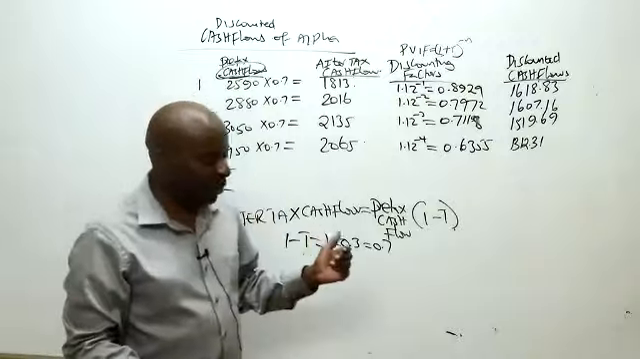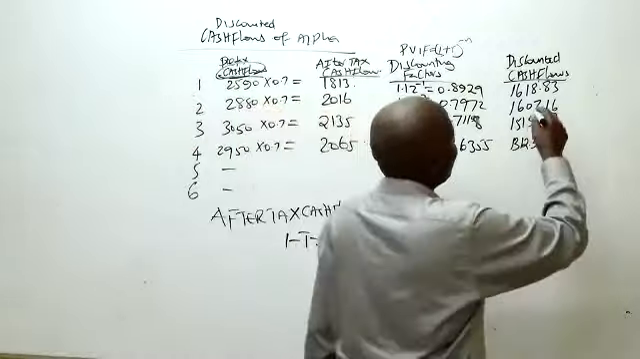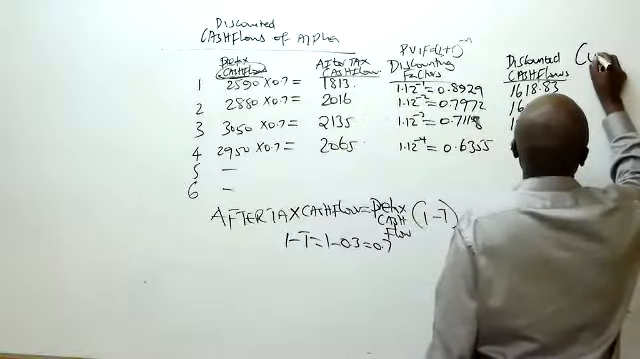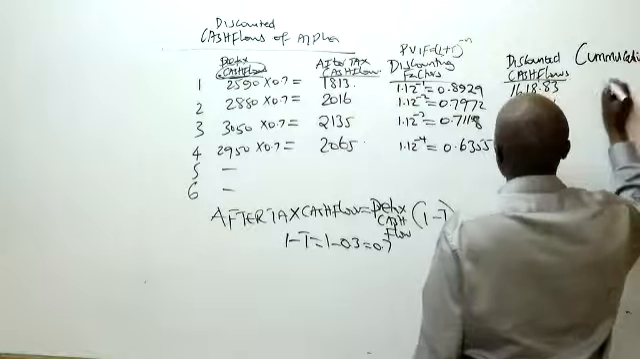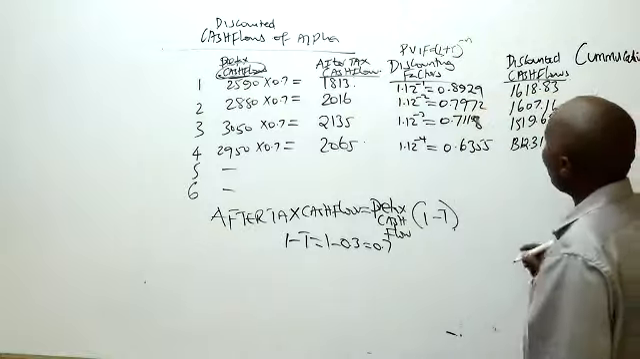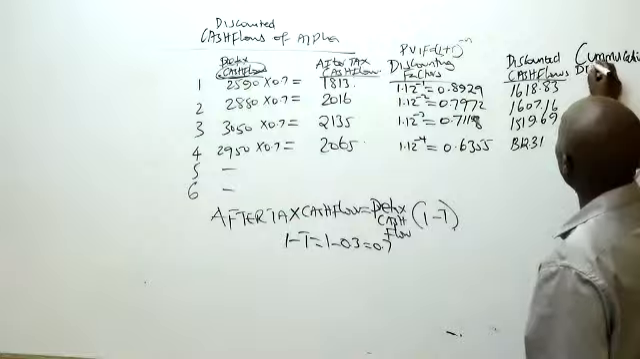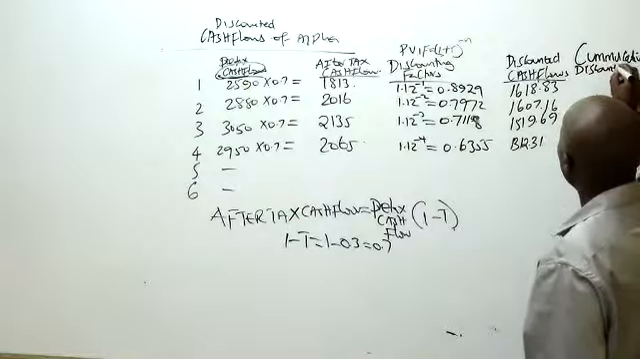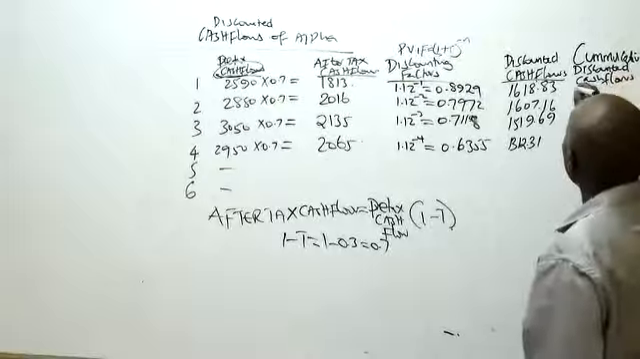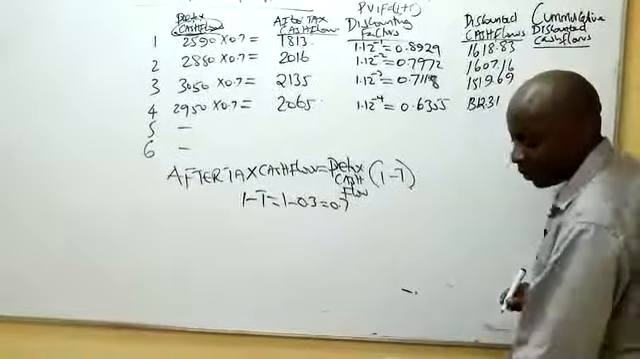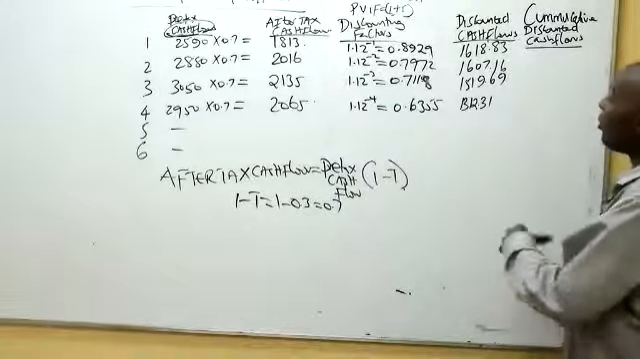Now the next thing that you're supposed to do here is to ascertain the cumulative discounted cash flows. Give us the cumulative discounted cash flows. So you're accumulating them downwards.